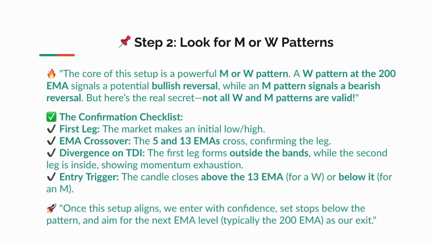And correspondingly, we need to see divergence on TDI. In that, the first leg forms outside the Bollinger Bands. That is, it is almost coming out of the Bollinger Band when it is forming, like an extreme 2 to 3 standard deviation move, which it will not sustain, an oversold position. While the second leg is inside, showing momentum exhaustion. These are the things we need to see. Entry trigger is the candle closes above the 13 EMA for a W or below it for an M. Once this setup aligns, we enter with confidence at the base of the pattern.